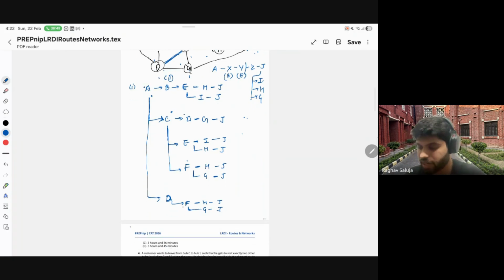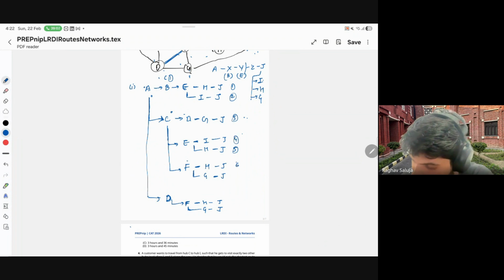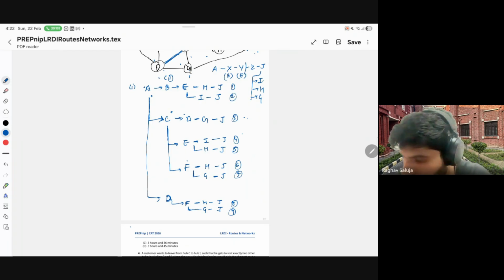this, ADFHJ, ADFGJ. So how many total paths are there in front of you now? 1, 2, 3, 4, 5, 6, 7, 8, 9. Simple. Perfect. Now just calculate the distance.